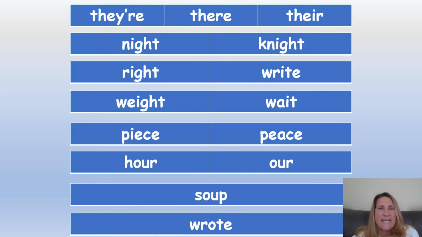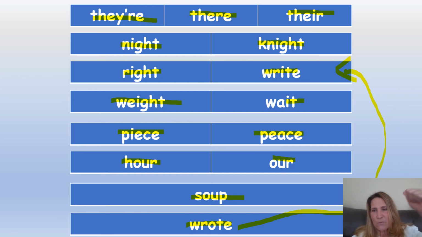Here you will see a table of all your spelling words. At the top we have there, their, they're, night and knight, right and write, weight and wait, piece, peace, hour, our, soup, and wrote. And wrote, boys and girls, is the past tense of write. I will write a story. I wrote a story. Wrote means I already did it.